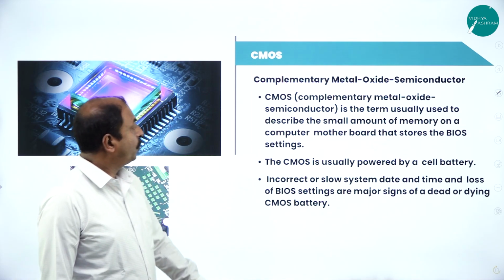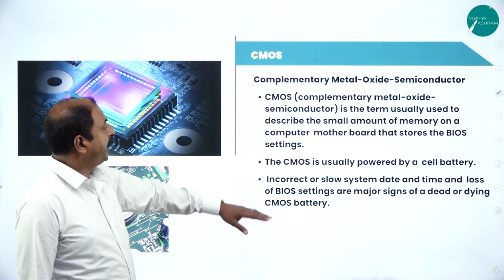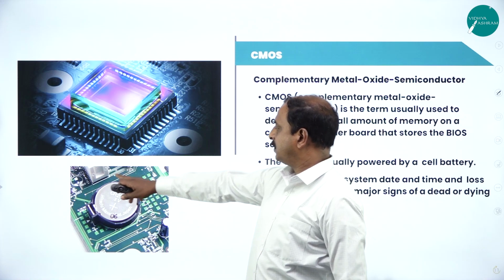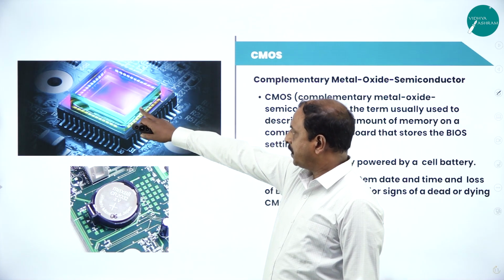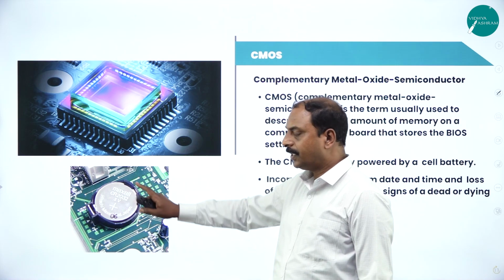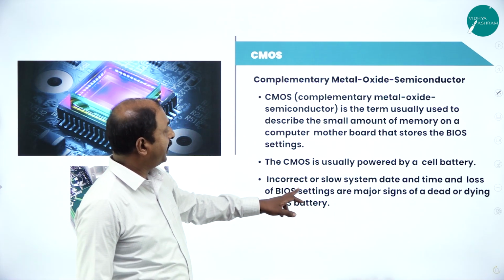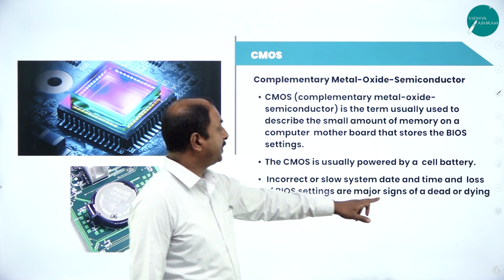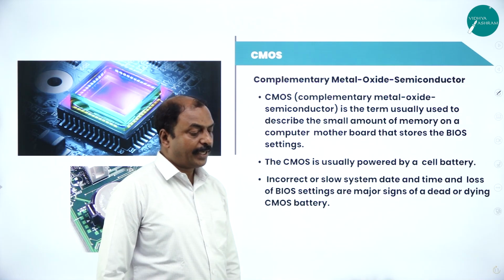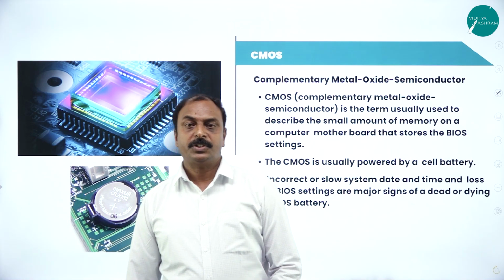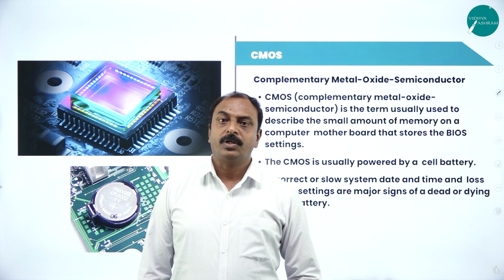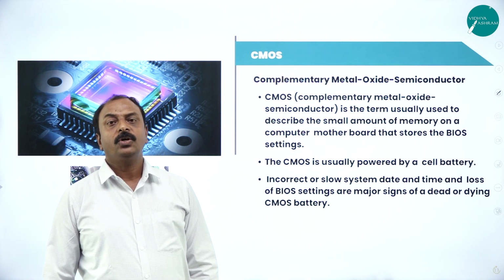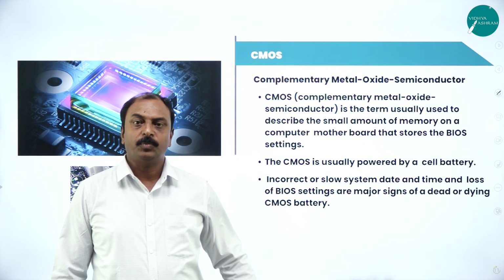It is the one that holds the system date and time, and this CMOS is usually powered by a cell battery. See, this is what I'm talking about. This is a lithium battery. So the CMOS chip is powered by a lithium battery. Incorrect or slow system date and time and loss of BIOS settings are major signs of a dead or dying CMOS battery. So if there is any problem with your CMOS settings or BIOS settings, one of the reasons is that this lithium battery may be weak. So we may have to replace that CMOS battery.